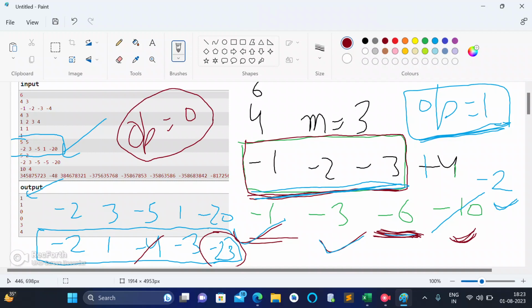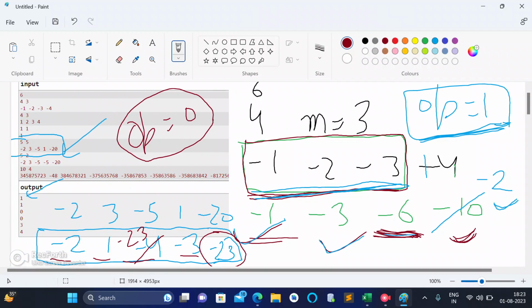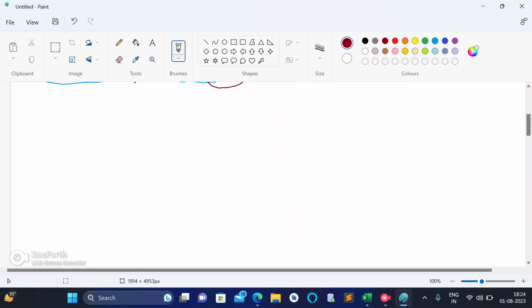Or suppose, after finding the prefix sums, we somehow got -2, -1, -23, -3, -23. Then also this is valid and we don't require any operations, so the number of operations would be 0. So let's try to understand how we will solve this question.